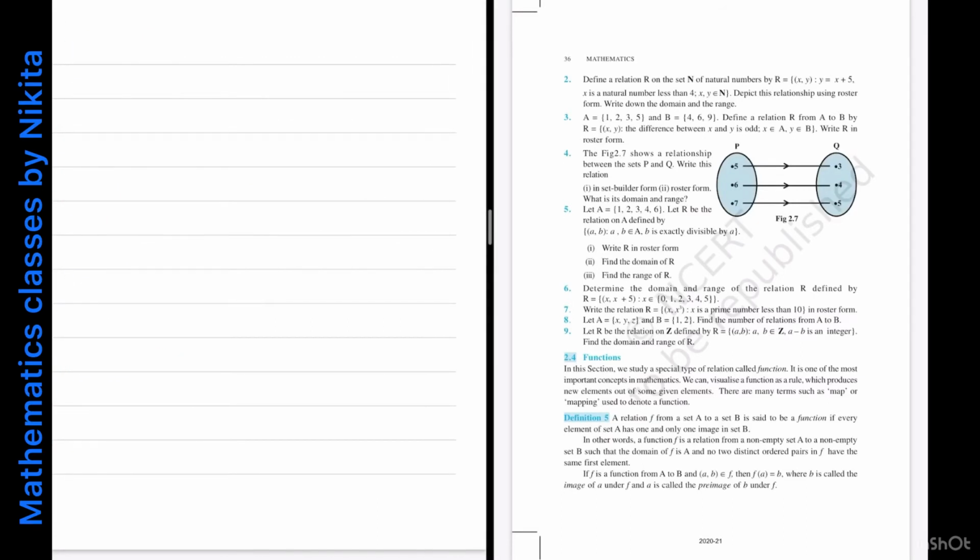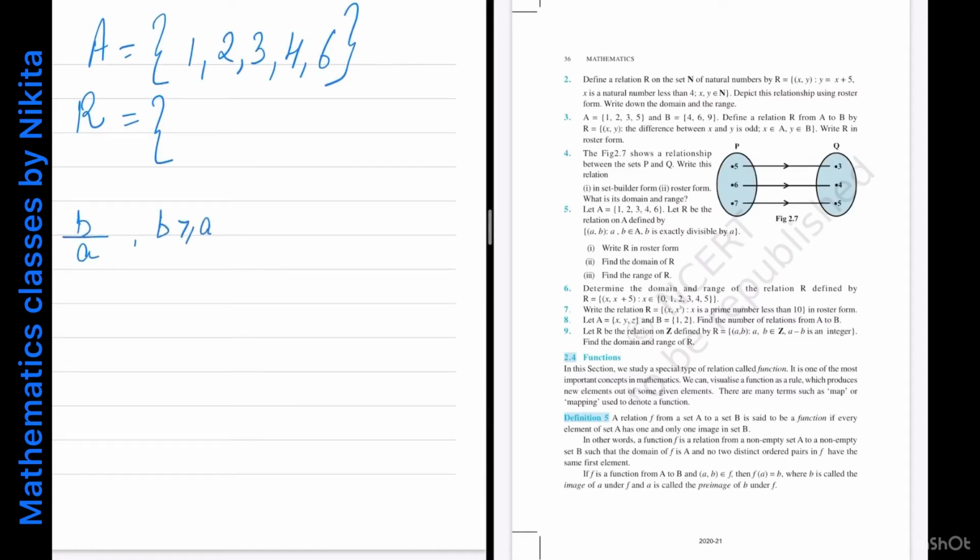So A is given to you. So A is equal to 1, 2, 3, 4 and 6. And you have to find R in roster form. A and B are coming from A and B is exactly divisible by A. Also, whenever B is exactly divisible by A, then B has to be greater or equal to A. So dividend is always greater or equal to A. And every number is exactly divisible by itself. So therefore we will have ordered pairs like this.